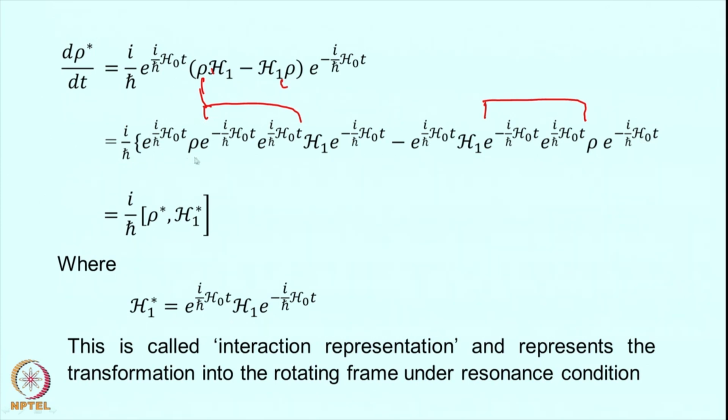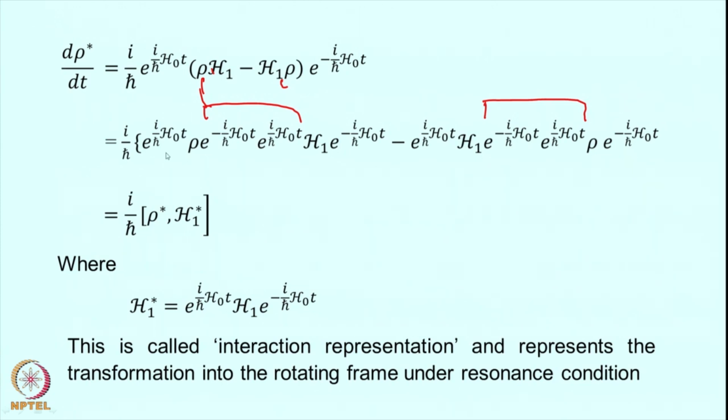So this portion is similar to my rho star: e to the I by h cross H naught t, rho, e to the minus I by h cross H naught t, this is my rho star. Now this one from here to here is a similar transformation with H1, therefore I call this H1 star. And likewise here, from here to here, this is H1 star, and from here to here it is rho star. Therefore what have I got?